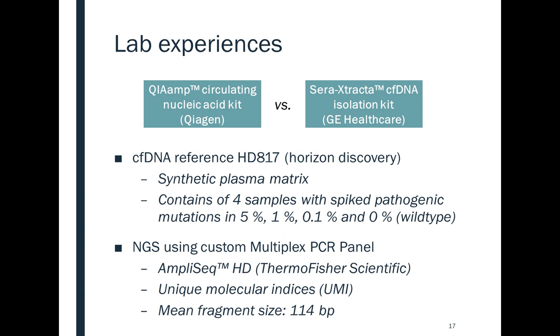The NGS library was performed with a custom multiplex PCR panel which uses the AmpliSeq HD technology from Thermo Fisher Scientific. That technology provides unique molecular indices. The mean amplicon size of our panel is around 114 base pairs. The 8 libraries were then sequenced on the S5, the Ion Torrent technology, on a single chip.